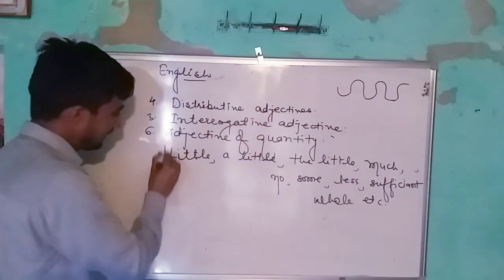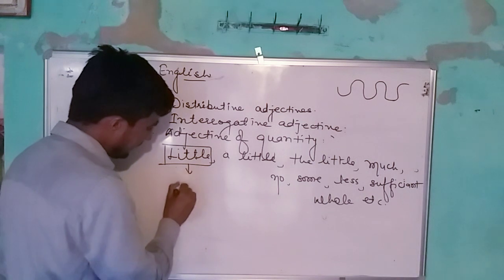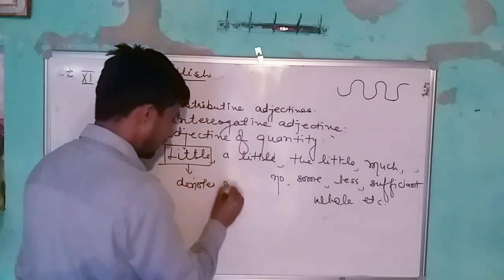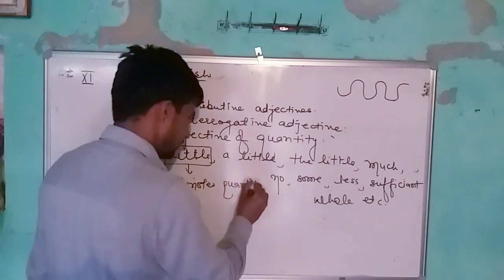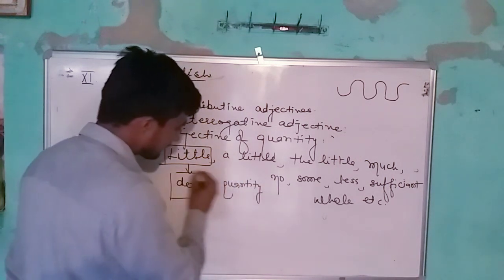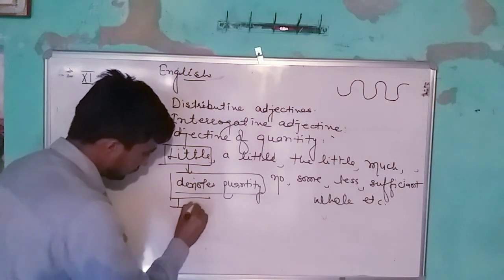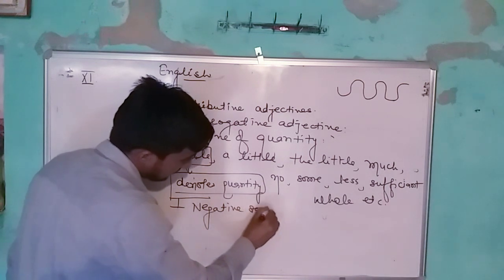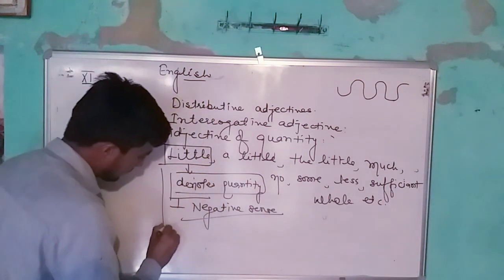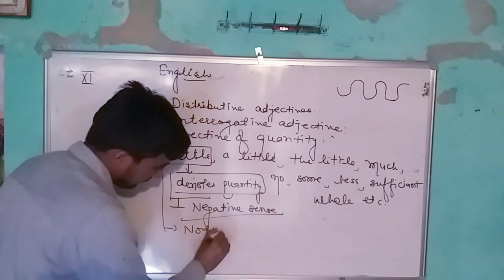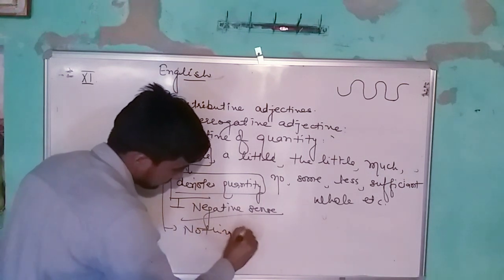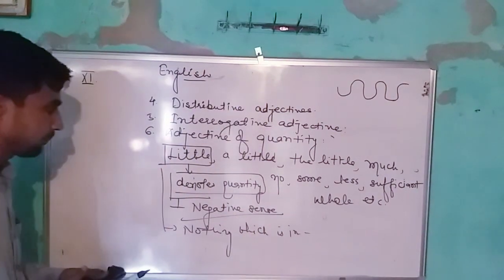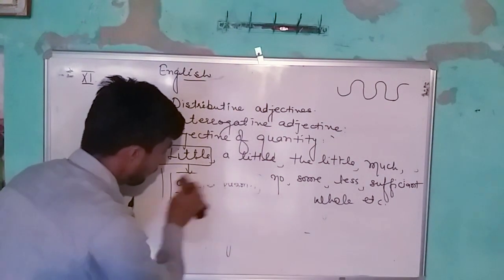First one, we will discuss little. Little denotes quantity. How much quantity? Less quantity. It means little is used in a negative sense. It means this denotes nothing in quantity.